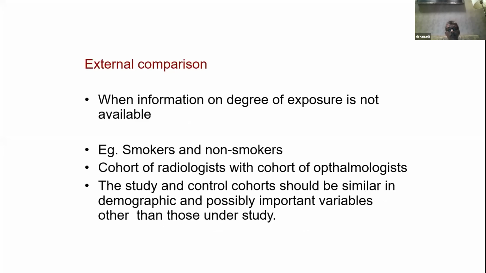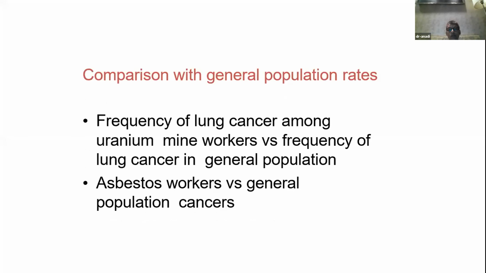External comparison is used when information on degree of exposure is not available, such as smoker and non-smoker, or a cohort of radiologists with a cohort of ophthalmologists. The control group cohort should be similar in demographic and possibly other important variables other than those under study. Comparison with general population rates: frequency of lung cancer among uranium mine workers versus frequency of lung cancer in the general population. Asbestos workers versus general population cancer, like that.